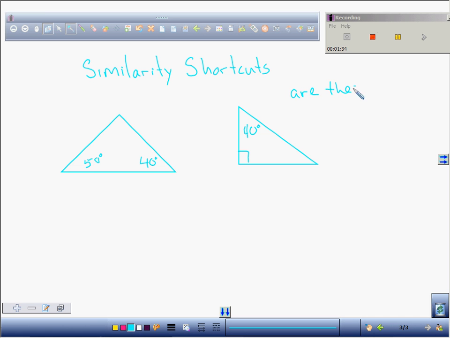Are these triangles similar? What do you think? Yes, the answer is yes. Why? Because what does this angle have to be right here? 90. This would have to be 90 because 50 plus 40 is 90. And we realize that these have to add up to 180, right? So if this is 40, what does this have to be? 50.